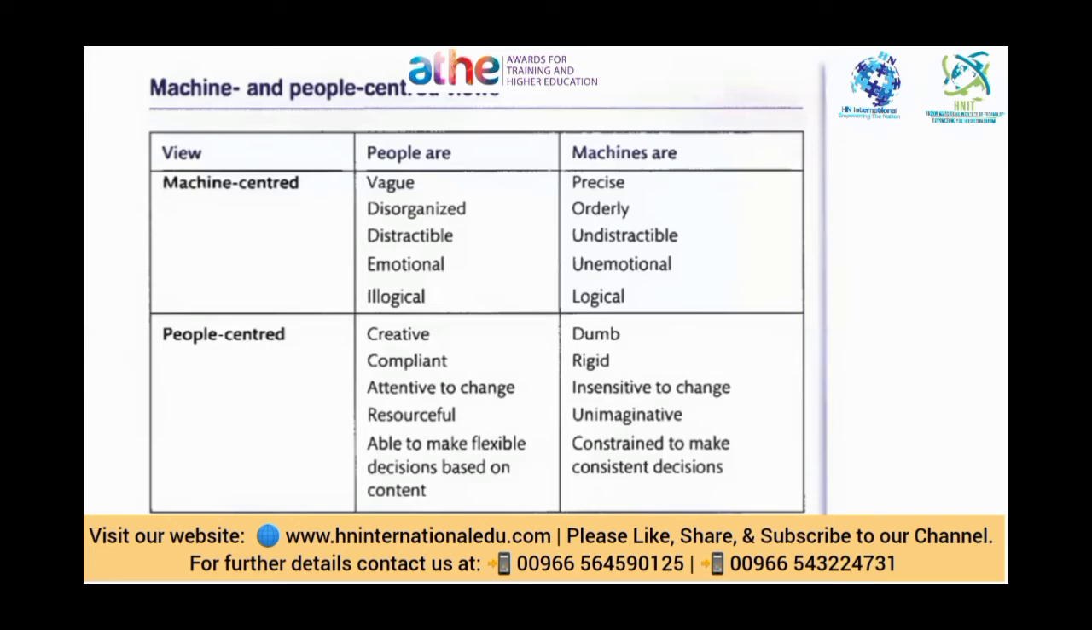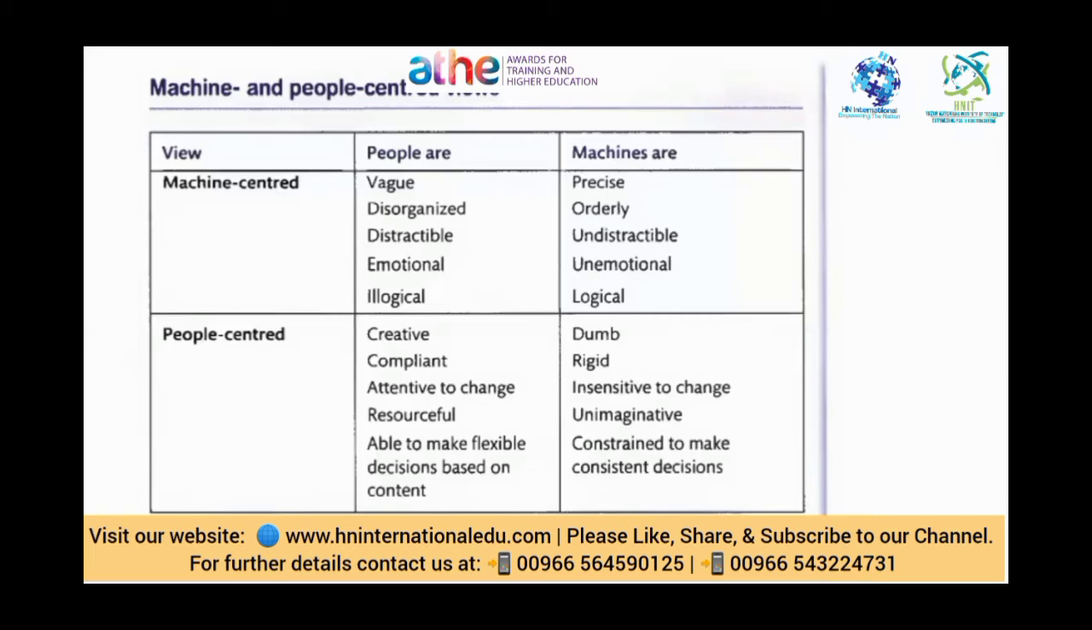Now the machines that are machine-centered are the opposite of the people who are machine-centered, right? They are precise. For example, robots. For example, a NASA space shuttle taking its instructions from a robot. That machine would be precise, orderly, undistractable, unemotional, and logical as well. Why will it be undistractable? Because obviously it is the nature of humans to get distracted.